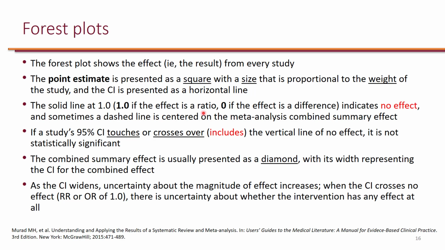Sometimes a dashed line will be centered on the meta-analysis combined summary effect, just so you can compare individual studies to the overall effect size. And of course, if the confidence interval includes the line of no difference, the results are not statistically significant. And then once we aggregate all of the studies' results, the combined summary effect is usually presented as a diamond, with its width representing the confidence interval for the combined effect.